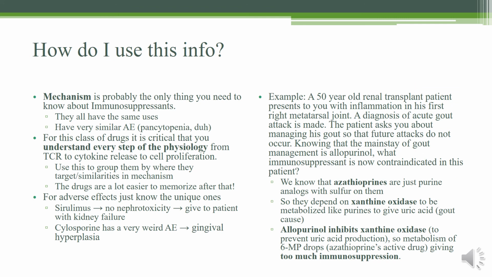How are you going to use all of this information? I'm going to tell you right now that the mechanism is probably the most important thing. The adverse effects are very similar to each other, so you don't really need to know too much about them. Maybe just the specific ones, like sirolimus has no nephrotoxicity, so it's good to give patients with severe kidney failure. You also have to remember some weirder side effects, like cyclosporine causing gingival hyperplasia, which is a very rare side effect in general, so you want to look out for it because it's very unique to this drug and some epileptic drugs.